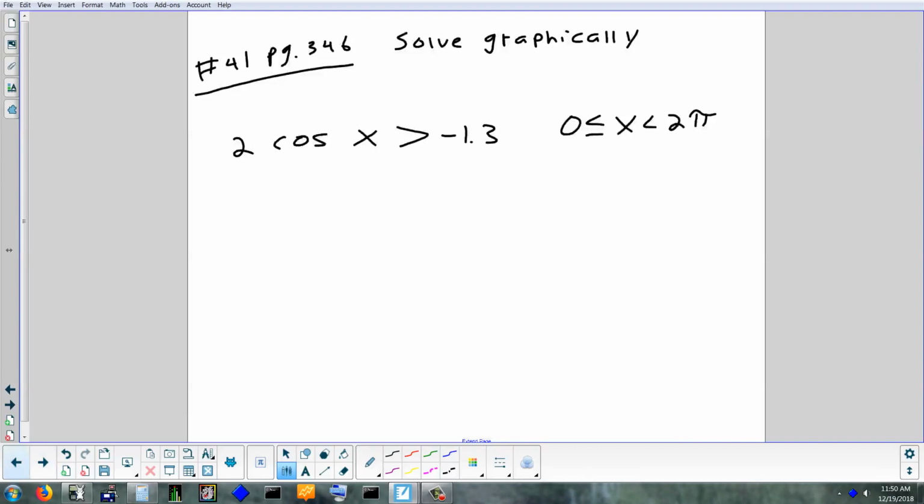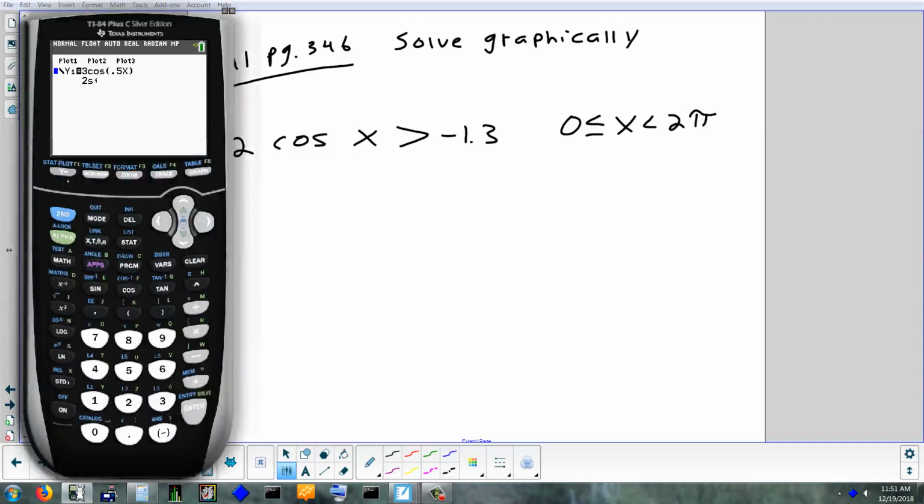All right, last one. So what's different about this one? In solving, it's almost the same thing, but it's a little different. Yeah? Because the x is greater than negative 1.3? Yeah, it's a greater than. The 2 cosine x is greater than something. So whenever your original problem is an inequality, your answer is not just x equals a number. It's a range. It's usually between 2 things.